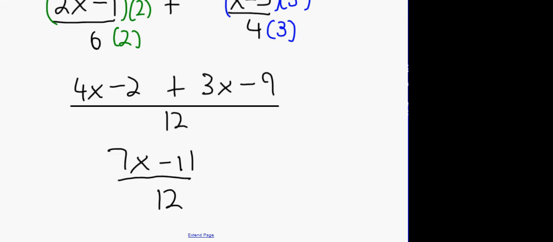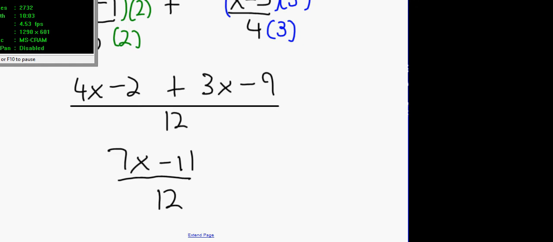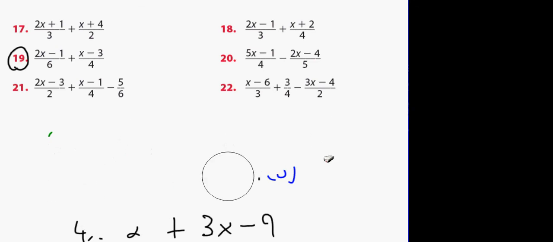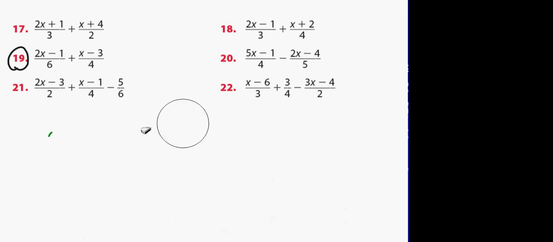Alright guys, the next one. Number 20. Actually, not to ruin number 20 for you, I'm going to make up my own one. Okay? This is my own question. And my own question will be very similar to number 20. But not the same. Okay.